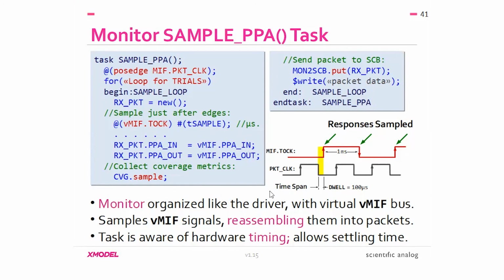So at this point, we've sent both transmit and receive packets on up to the scoreboard. And in the next section 5, we'll see exactly how the scoreboard computes the actual filter gain and the expected, and then compares them together.